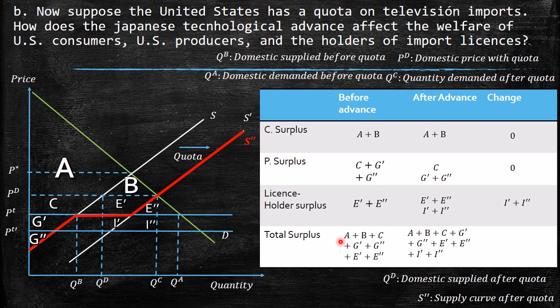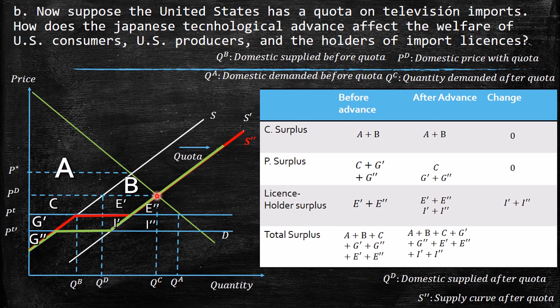So now, after the technological advance, you see here how the PT prime appears. So this is going to be the new price of the market. So now the quota will work like this. Automatically, if the original supply curve reaches the PT prime, this is going to be the quantity imported by the license holders, and this one is going to start the supply curve again.